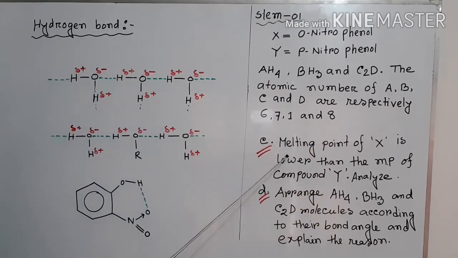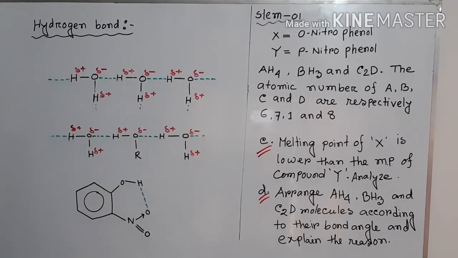Question number C: the melting point of X, meaning orthonitrophenol, is lower than the melting point of compound Y, meaning paranitrophenol. Analyze: the melting point of orthonitrophenol is lower than the melting point of paranitrophenol. To discuss this question number C, we must know the basic concept of hydrogen bond.